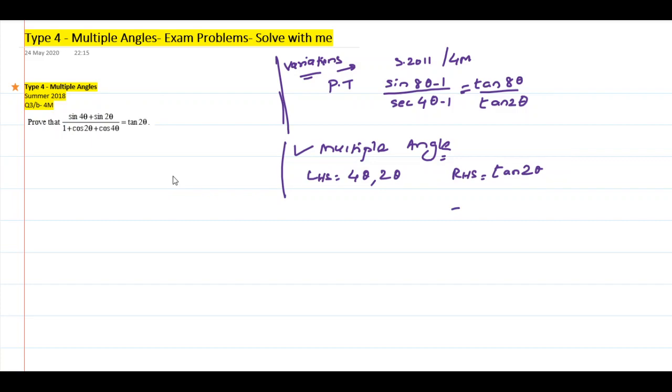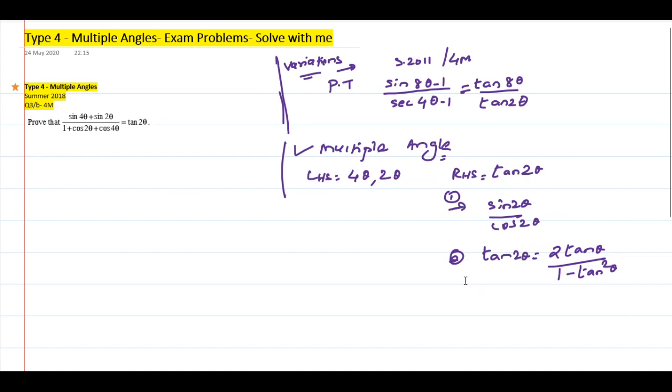For example, one way of representing tan 2 theta is sine 2 theta by cos 2 theta, right? That's one way of representing that. And the other way of reading is, since I know it's a multiple angle, do I need to apply the formula for tan 2 theta, which is 2 tan theta upon 1 minus tan square theta? Do I need to apply that? We need to check.